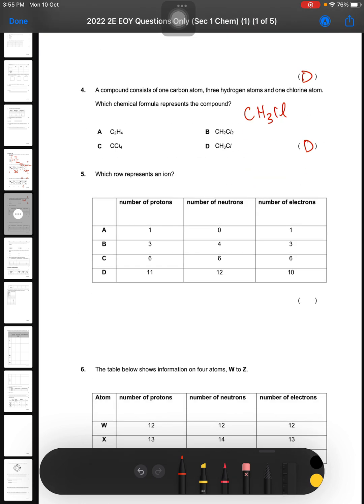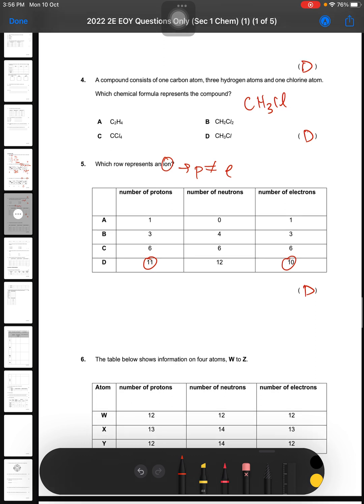Which row represents an ion? For an ion, you must understand that the number of protons is not equal to the number of electrons. So let's see which one has P and E not the same. D is the answer. See, 11 and 10, they're not the same. The rest are all the same, so the rest are called atoms. D is called an ion.